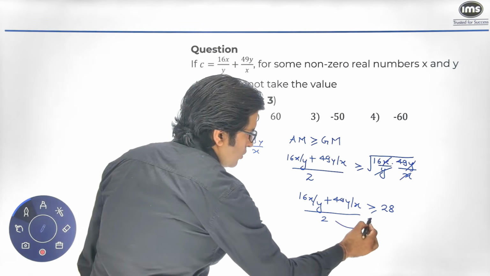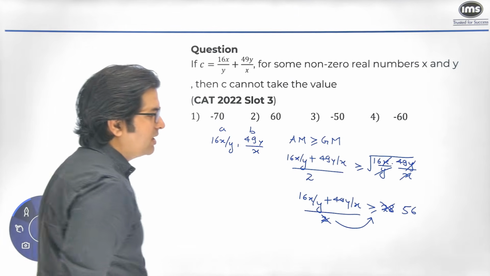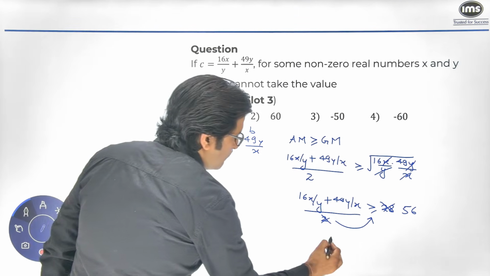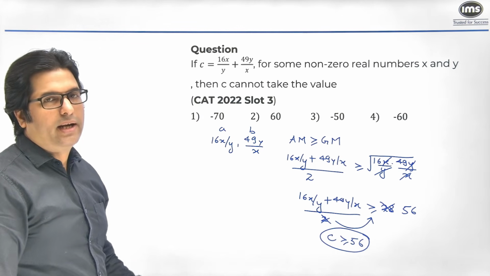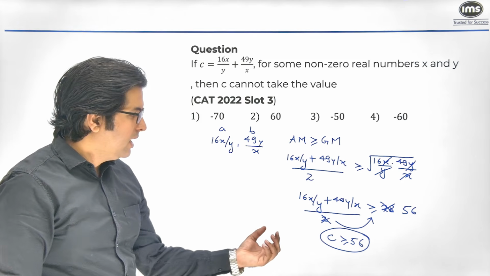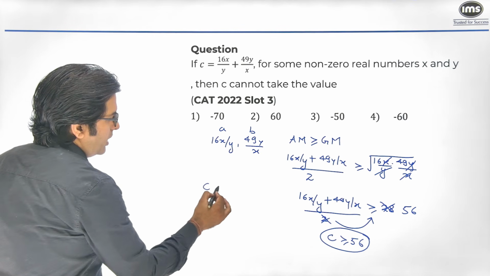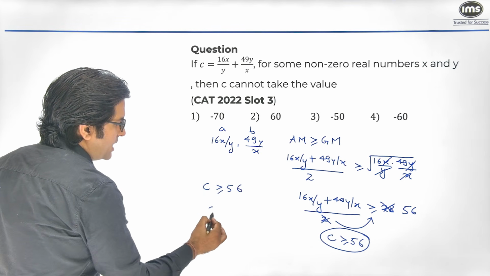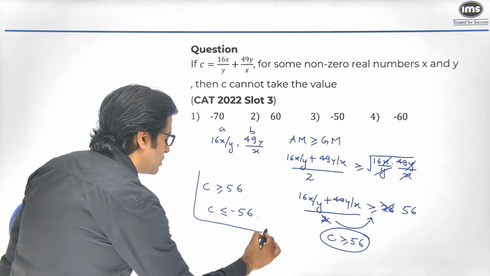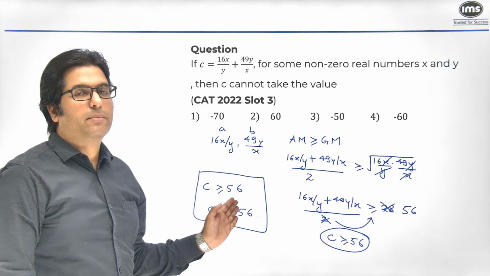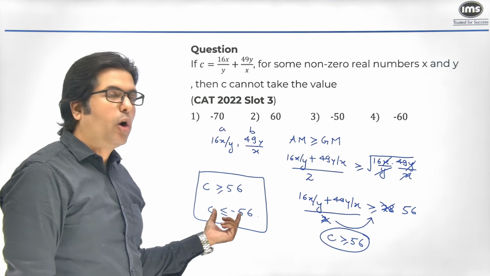Can I transpose this 2? So I'll have 28 into 2, this can be written as greater than or equal to 56. Now this expression is nothing but C. So I'm writing C to be greater than or equal to 56. Now remember, we did this when the expression was considered to be positive. If the expressions individually will be negative, then we can have the other condition, either C is greater than or equal to 56 or C is less than or equal to minus 56. So these two conditions, always remember that when AM greater than or equal to GM is applied, whatever condition you are getting for negative values, always remember the opposite of it.